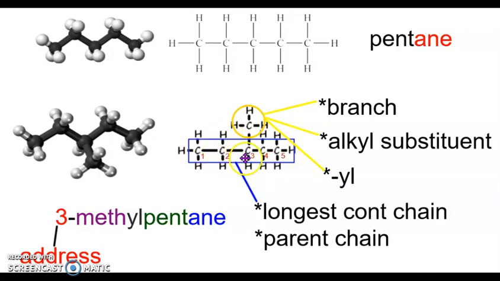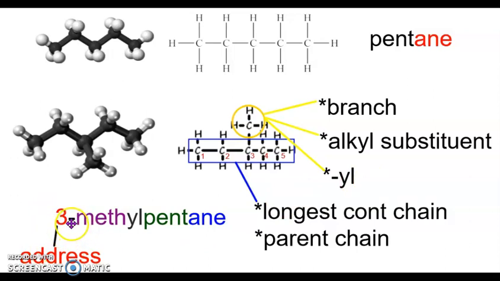But we can see that on the 3rd carbon is where we have that alkyl substituent, and we have to give the address of where it is on the parent chain. So we say it's on number 3. That's the address of this alkyl substituent. Now, we name the alkyl substituent by how many carbons it has. Here it has 1 carbon, so it's a meth. And because it's a branch, it ends in YL. So over here, the address is on the 3rd carbon.